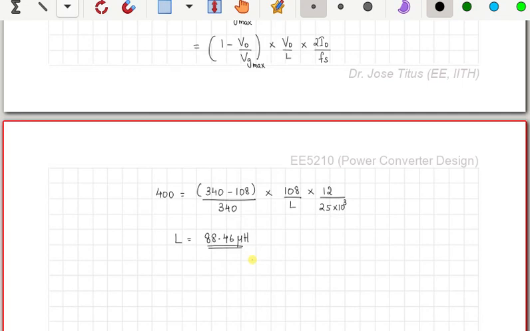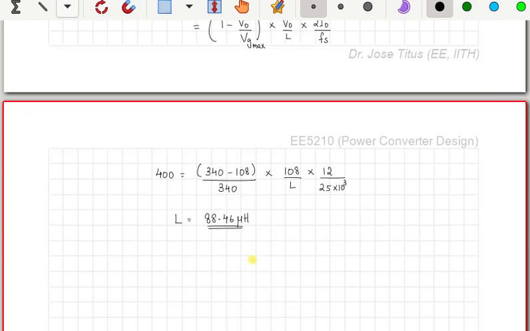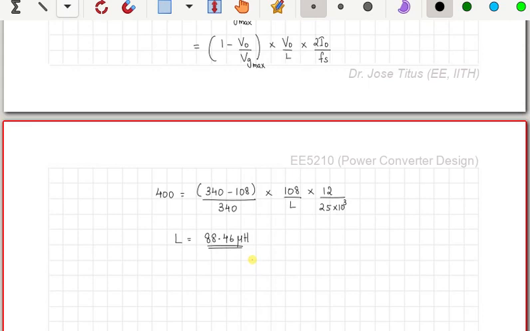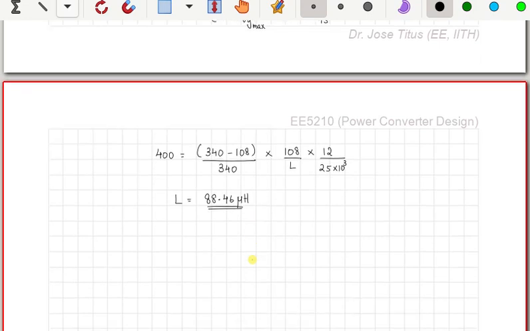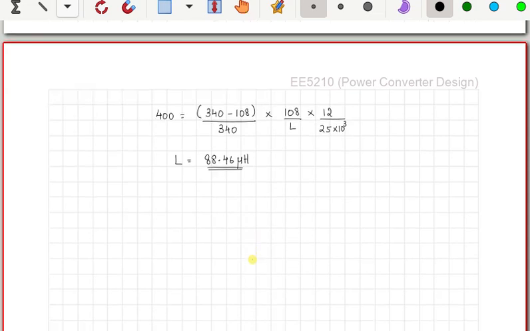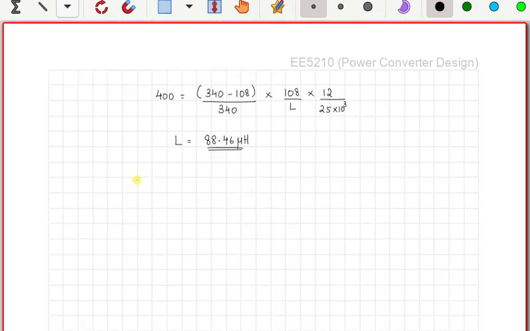So now you see the effect of going into the DCM mode of operation, right? Previously we had a value of something around 1.47 millihenry, and that has now come down to 88.46 microhenries, which is at least one order of magnitude below the value of L in CCM. Okay, so having calculated this value of L, we now have to look at what is the value of C.